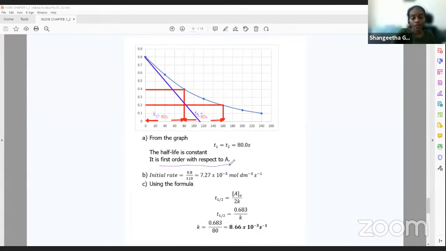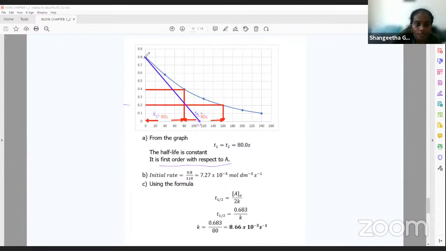Now for the second part of the question, the initial rate. The initial concentration you already know is 0.8. So you draw your tangent. This one we learned from your previous lesson. You draw a tangent, and then you just calculate using the triangle at your tangent. This value here is about 110.